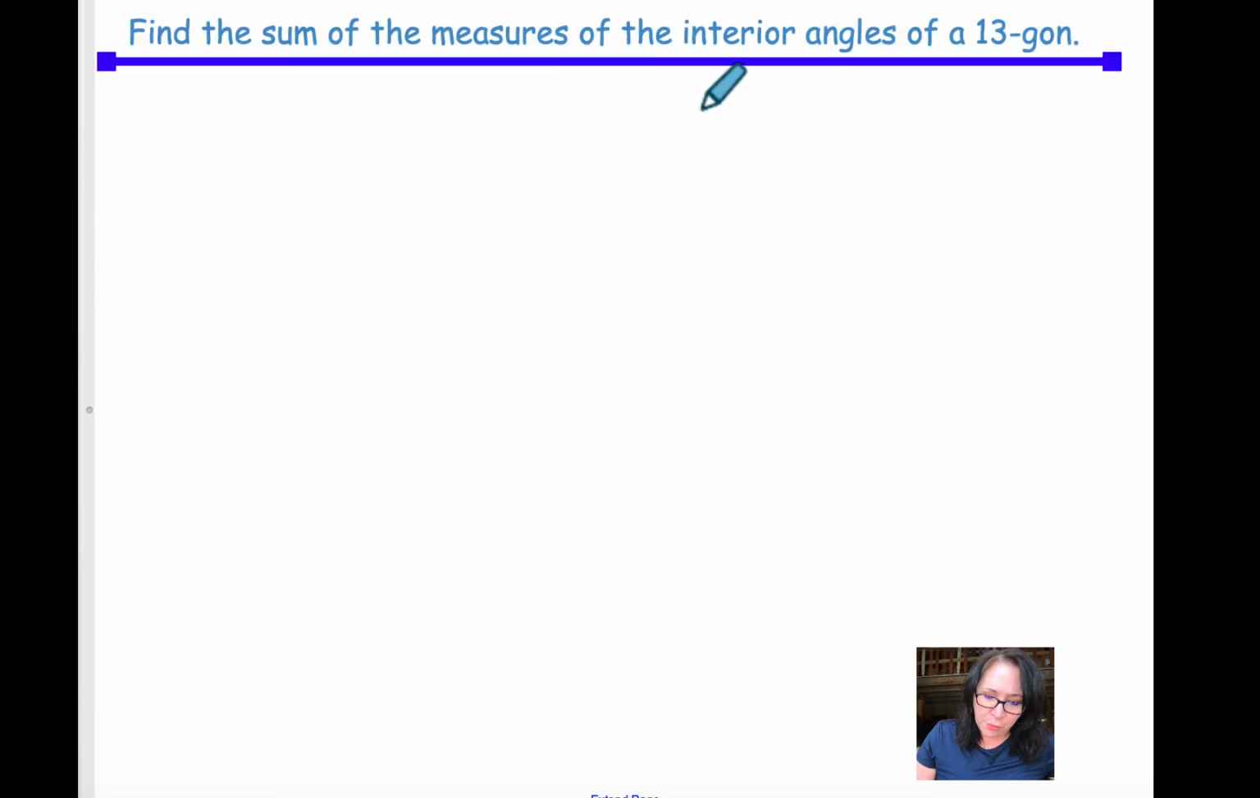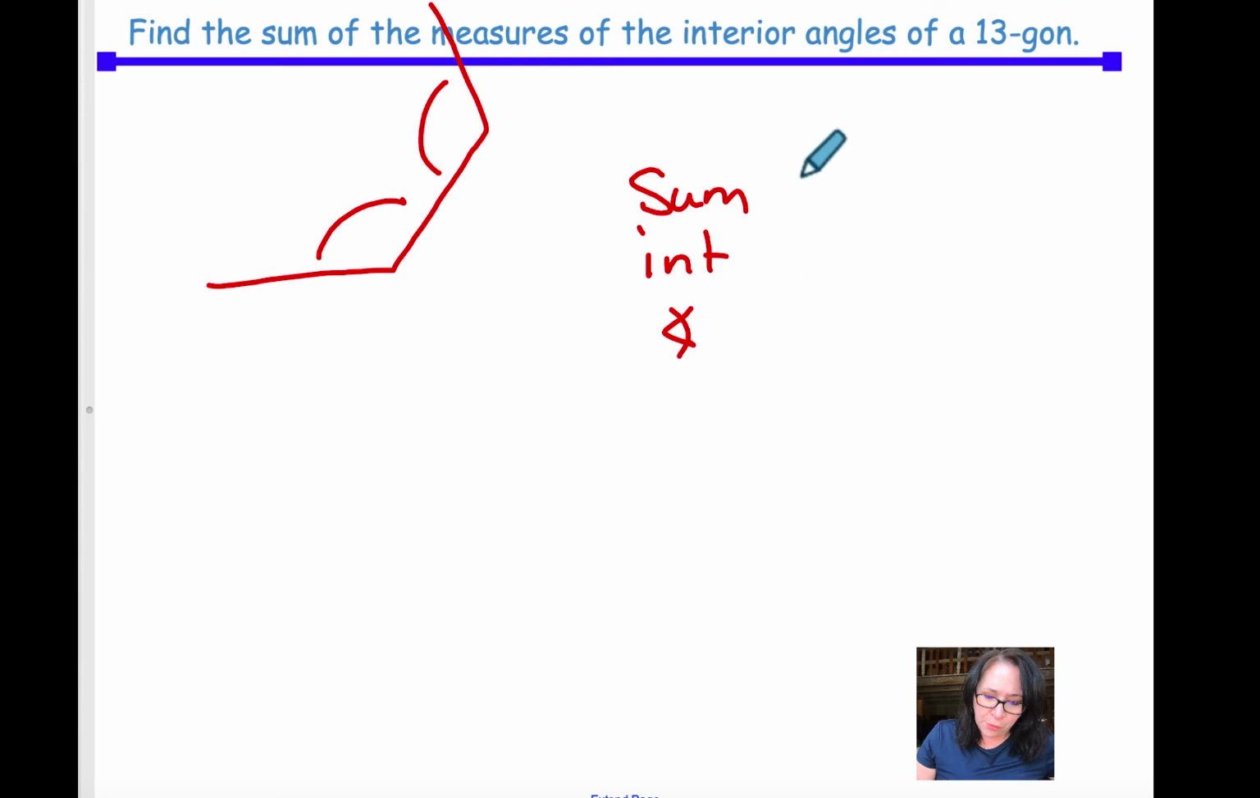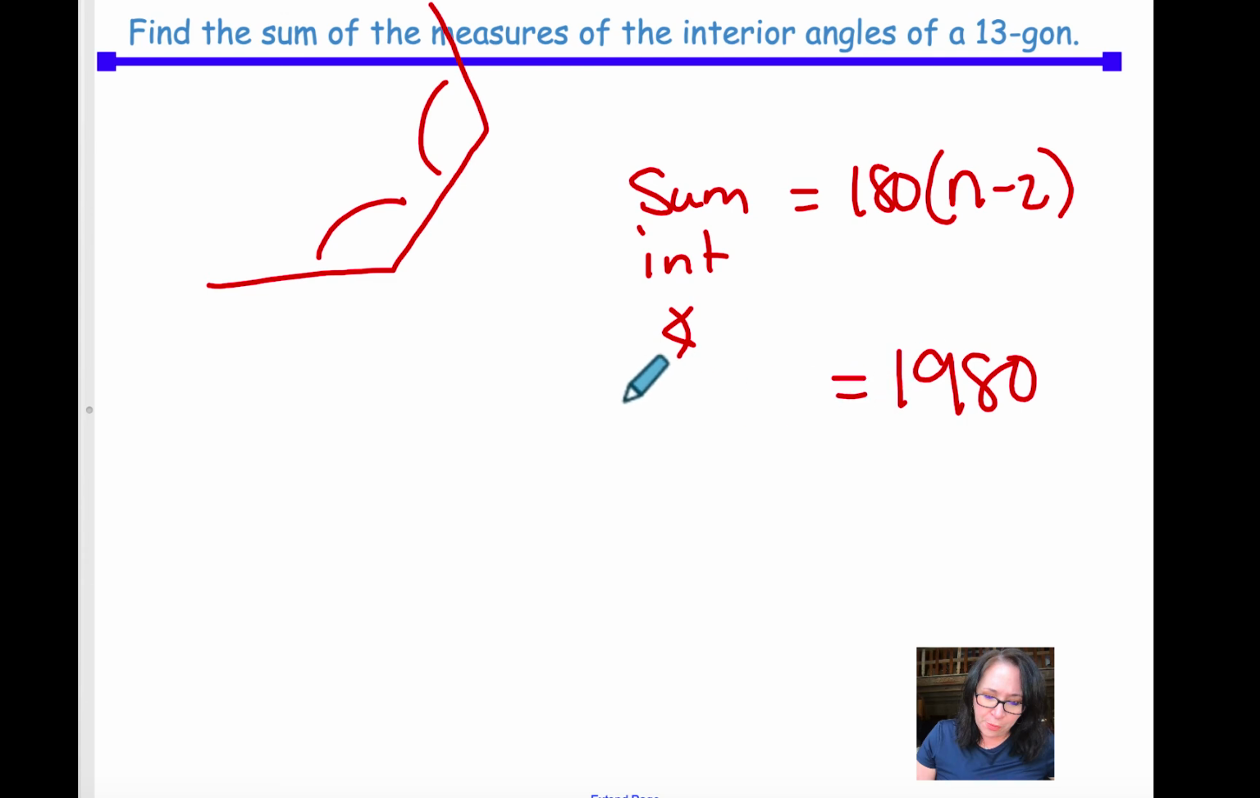Find the sum of the measures of the interior angles of a 13-gon. So again, I'm going to make my little polygon, and they want to know the sum of the interior angles, which is this angle plus all those other angles. So the sum of the interior angles of any polygon is equal to 180 times n minus 2. So 13 minus 2 is 11. 11 times 180 is 1980. And that's the sum of all the angles added up all the way around.